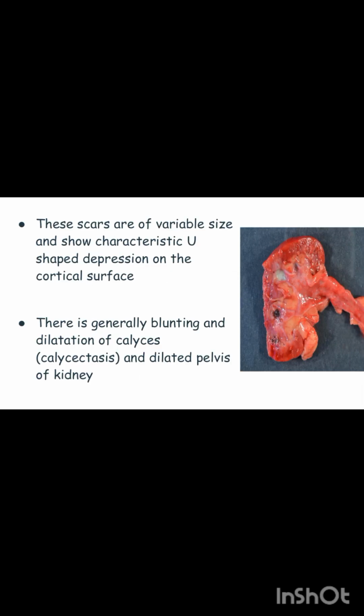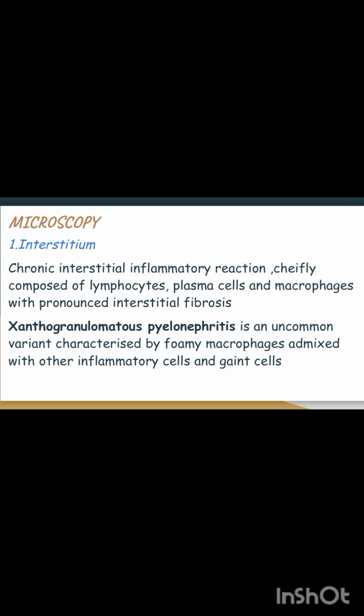These scars are of variable size and show characteristic U-shaped depression on the cortical surfaces. There is blunting and dilatation of calyces and a dilated pelvis of the kidney. We can see there is a dilatation here. So these are the gross features of chronic pyelonephritis.